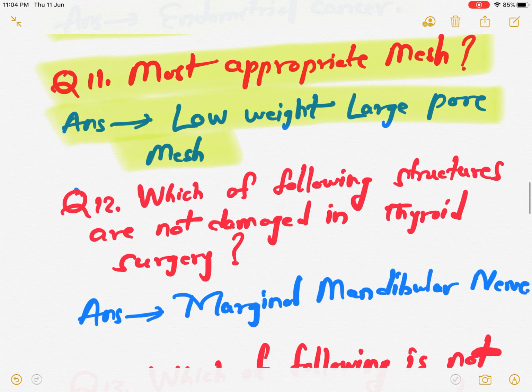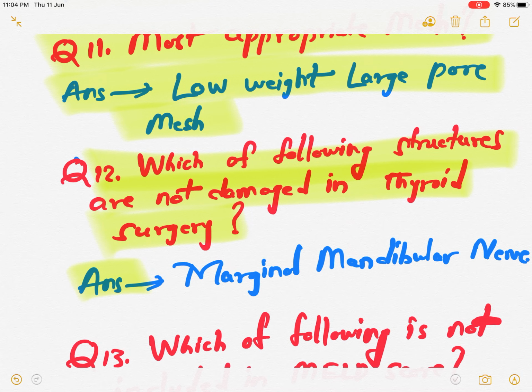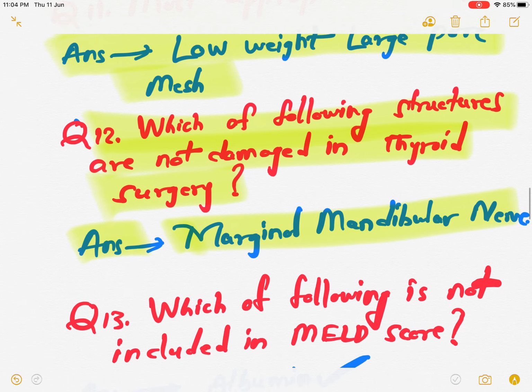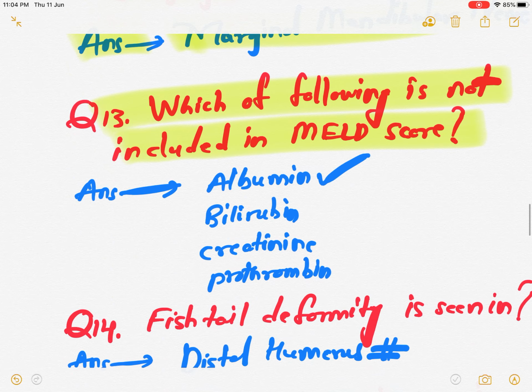Next question is, which of the following structures are not damaged in thyroid surgery? This is a very common question, and the answer naturally comes out of exclusion, and the best exclusive answer is marginal mandibular nerve. Now, question number 13 is, which of the following is not included in MELD score? The answer is albumin.